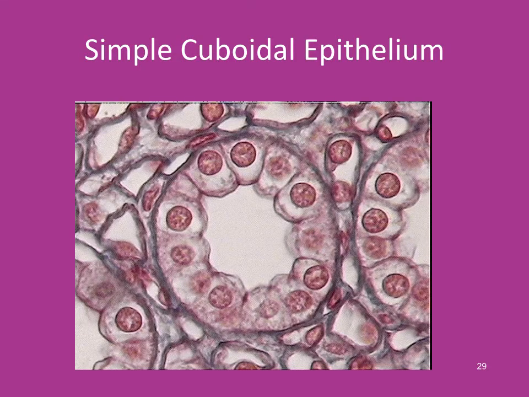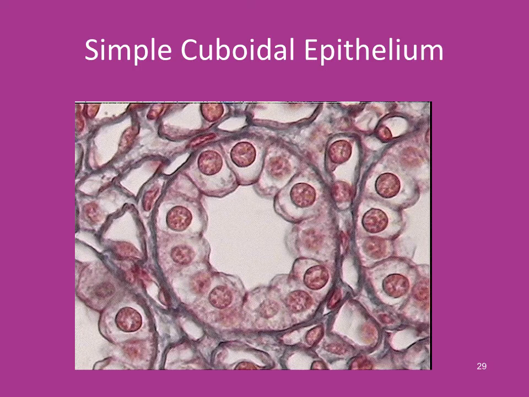This is a beautiful picture. I just love this picture. I don't know why. If that's not the most beautiful simple cuboidal epithelium you've ever seen, you'll just have to bring me a slide that looks better than that. That is so nice. This is the tubules in the kidney, an example of it. Once again, here's the basement membrane around the outside of it. These are the simple cuboidal cells in the middle. This is the lumen out here.